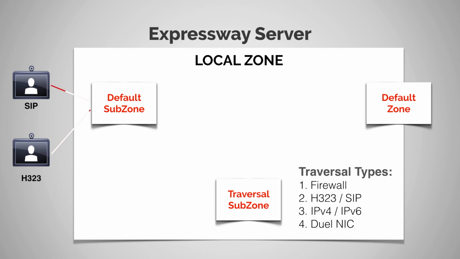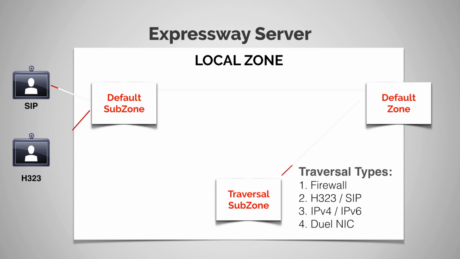So let's say we add a link from the default subzone to the default zone, and then let's add a link from the default zone to the traversal subzone. Now, if we were to try to call between the SIP endpoint and the H323 endpoint, they could technically call each other because there is a logical connection from the default subzone to the traversal subzone. So technically it would work, but actually it's not the best way to do it.